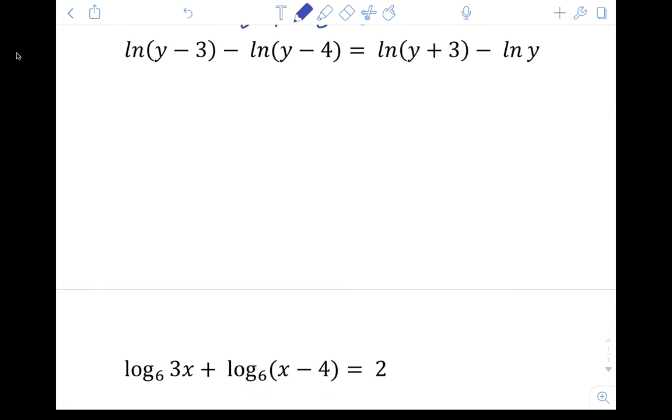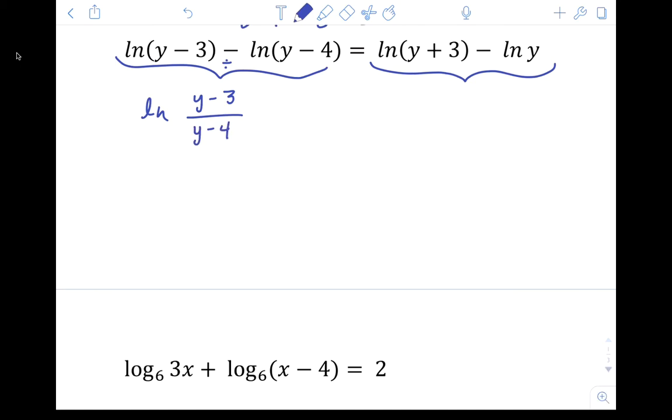Okay, one that's a little bit different. We're going to condense both sides. We've got to condense the left side. We've got to condense the right side. When we condense both of these and they have subtraction, how do you condense when you're subtracting the logarithms? Subtraction condenses through division. And the one that you see first is the numerator, and the one that you see second that's being subtracted is the denominator. So we've got the natural log of y minus 3 over y minus 4 is equal to the natural log of y plus 3 over y.